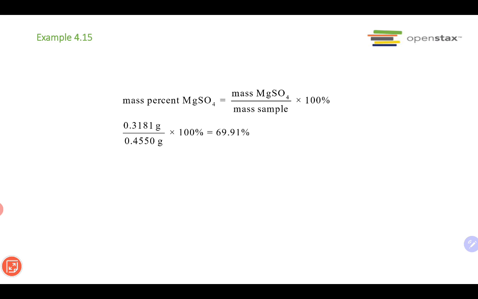So those are a couple of examples of quantitative analysis setups. And quantitative analysis setups are essentially just stoichiometry problems involving specific types of experiments. That's it for Chapter 4. Our next lecture will be the beginning of Chapter 5.